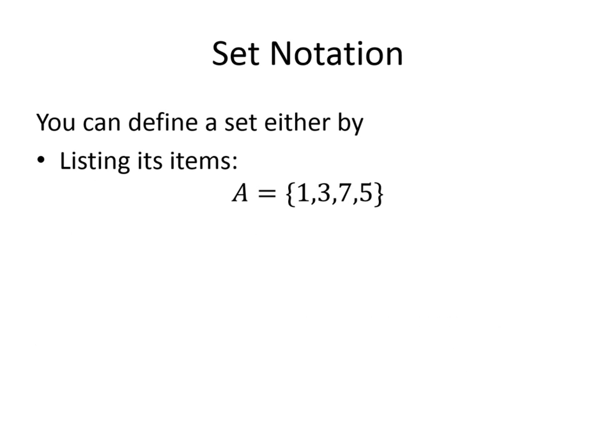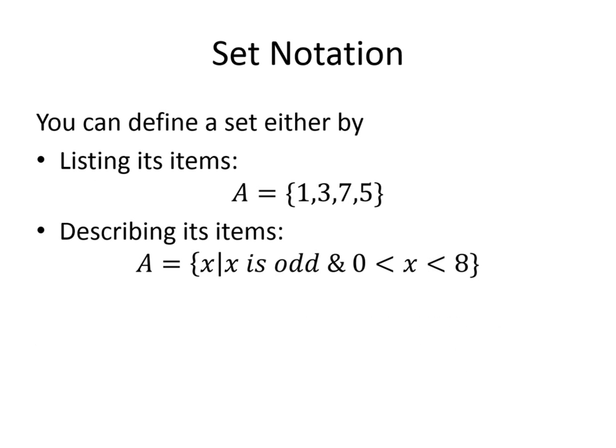Typically, if you're defining a set, you can either just list out its items or you can describe the items. So, for example, you might use the notation that for set A, the elements of set A, x, are such that those elements must be odd and must be between 0 and 8. So in this case, we would conclude that the numbers that we listed above, 1, 3, 5, and 7, are the members of set A. So that same set can be described in either format.